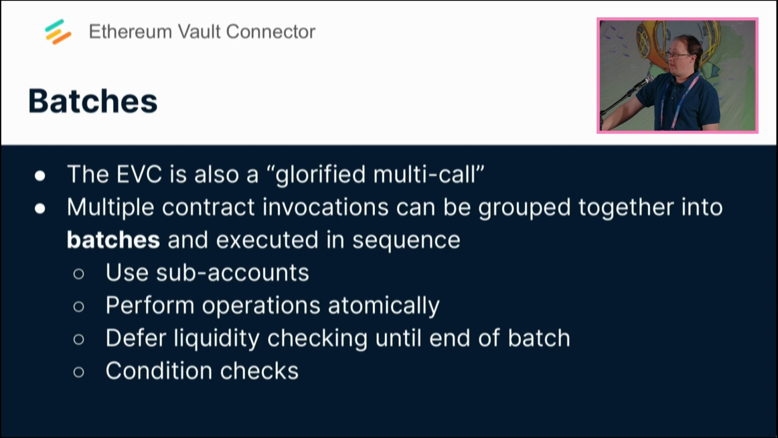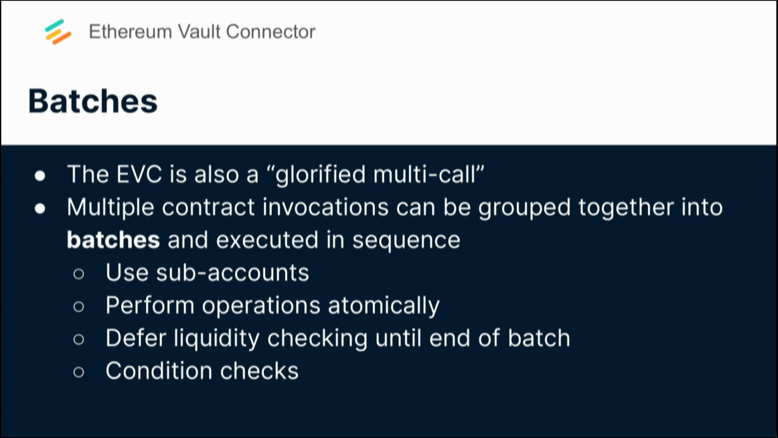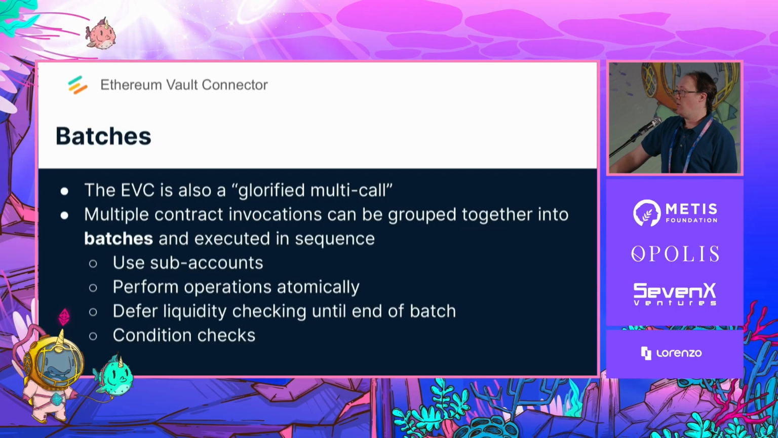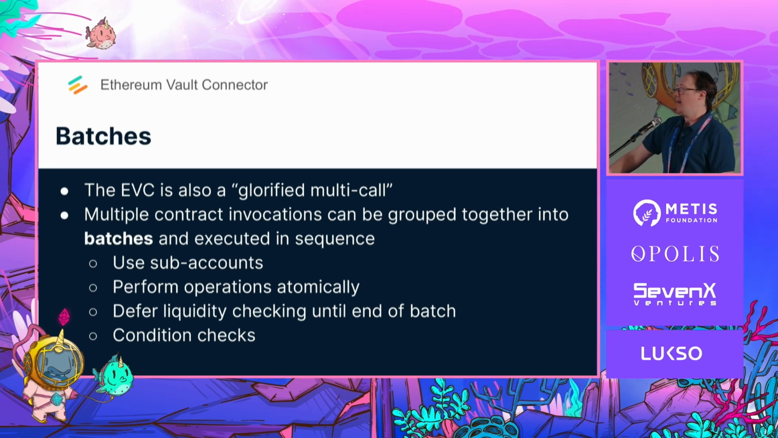So the EVC's authentication responsibilities also open up a bunch of other possibilities. I like to say the EVC is a glorified multi-call. Probably most of you are familiar with multi-calls. You just create a bunch of operations, put them into a single transaction, and execute them in one transaction. EVC supports that with some extras. What we call these multi-call invocations is batches.